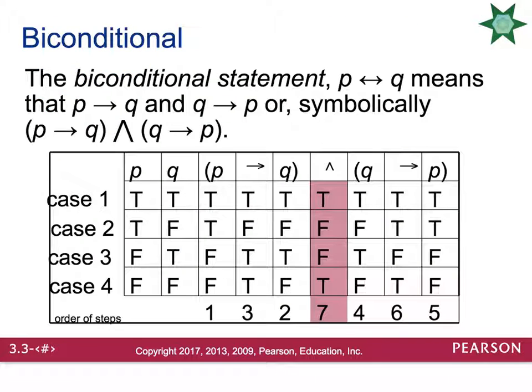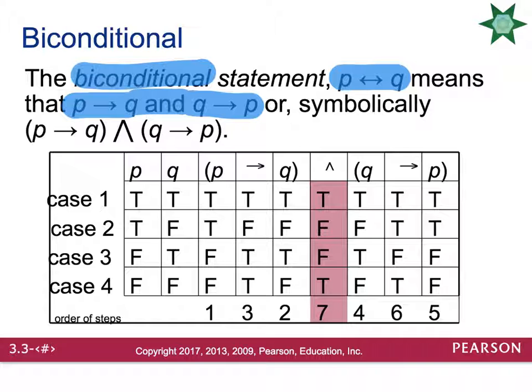Okay, the biconditional statement means if and only if. So P if and only if Q. Okay. So remember I said in class that means that if P then Q and if Q then P. Okay. So we can write that using symbolic logic as: if P then Q, parentheses, and if Q then P.